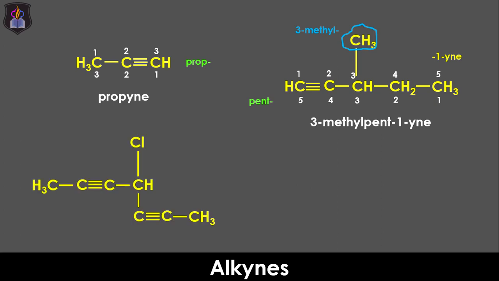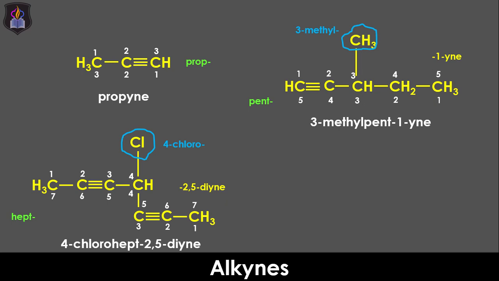The longest continuous chain in the third compound contains 7 carbon atoms and 2 triple bonds with a chlorine atom. The presence of the dual triple bonds makes the compound a diene. Numbering the carbon chain from right to left gives the 2 functional groups the lower positional numbers of 2 and 5 and the chlorine atom position 4. With this, the suffix of the alkyne is 2,5-diene. Its root and prefix are hept and 4-chloro respectively. So the name of the compound is 4-chloro-hept-2,5-diene.